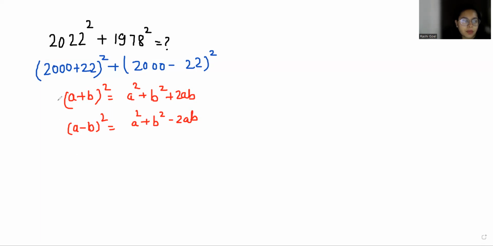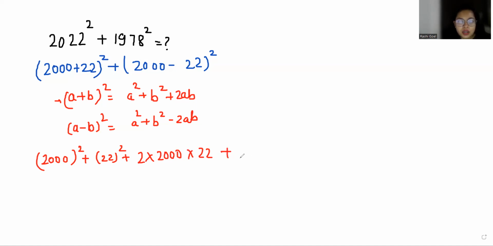So in the first case I'm going to use this identity and we can write this as 2000 square plus 22 square plus 2 times 2000 times 22, plus 2000 square plus 22 square minus 2 times 2000 times 22.